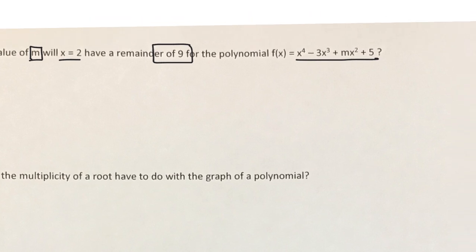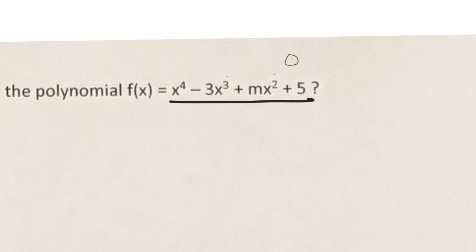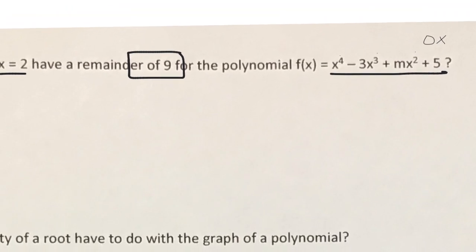So notice what we're missing here. We have an x to the fourth, we have an x third, we have an x squared. We have no x term. So when we do our synthetic division, we're going to put a 0 in between the m and the 5. Okay, so synthetic division, we have 1, minus 3. We have our m, then we have 0 and we have 5.